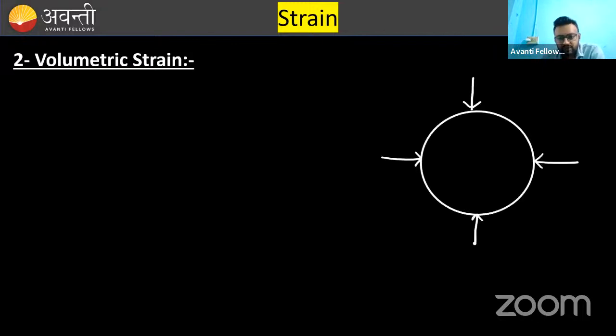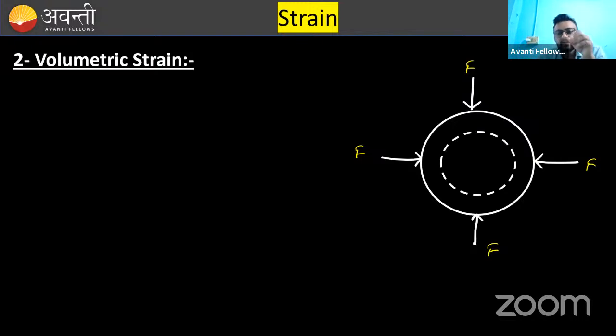Have a look at that. This is a body, and some equal forces F are applied on it, like this. All these forces are perpendicular to the body at every point. Now, what will these forces do? These forces will shrink the body, and the body will look like that after a certain point of time.